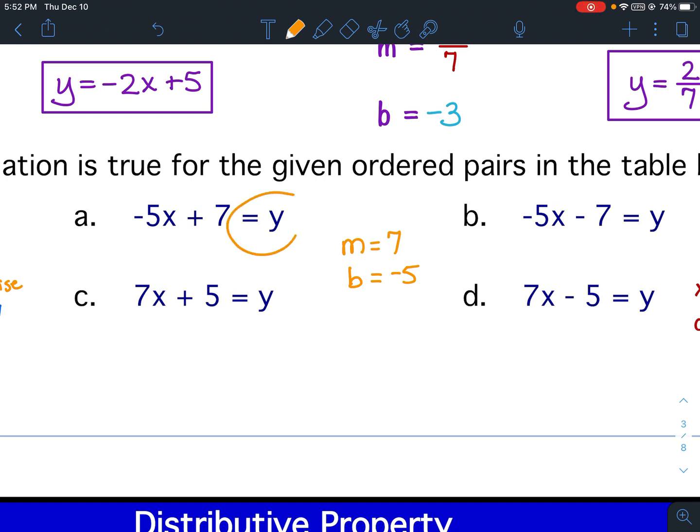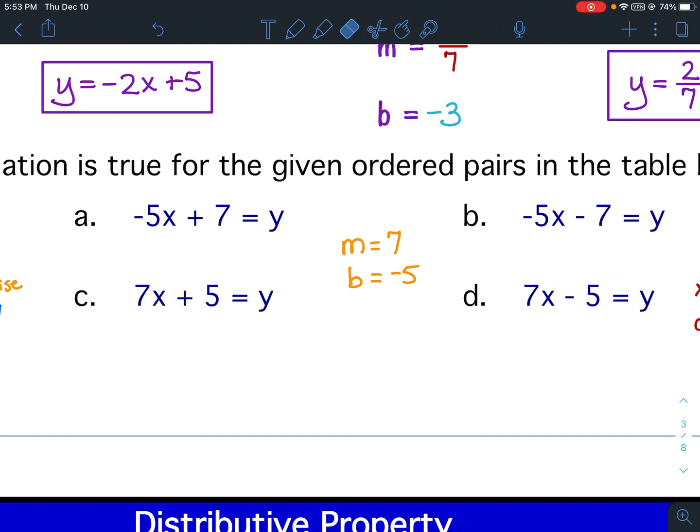Don't let the fact that the y is on the right side bother you, it doesn't matter. You're looking at just this part, okay? You're looking at just this part and so forth. All right, so let's start with the negative 5. Negative 5 should be at the end. This is a positive 7. That's a positive 5. That's a negative 7. That's a negative 5. So really, the only one of these that has the correct y-intercept is D.